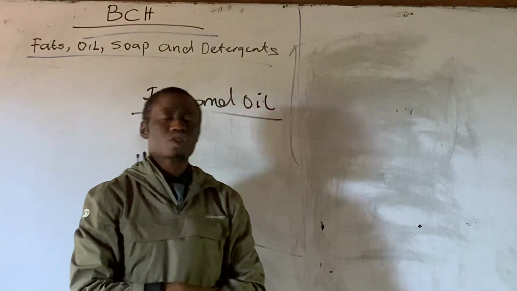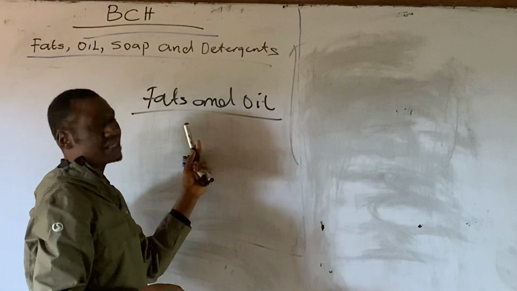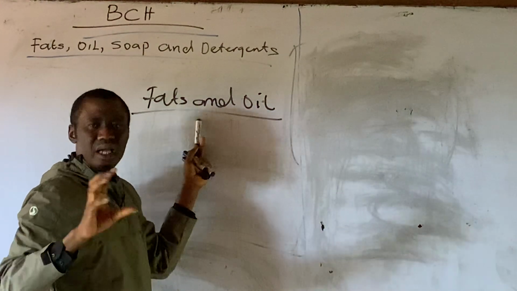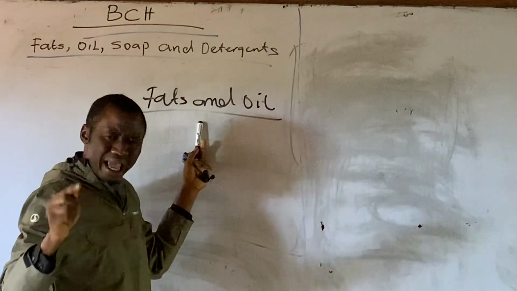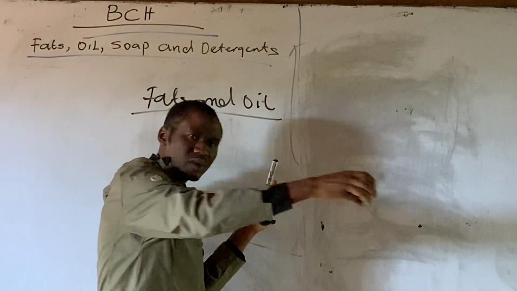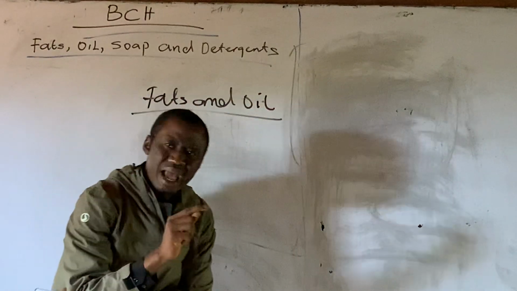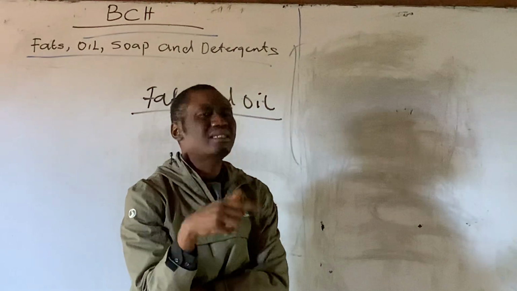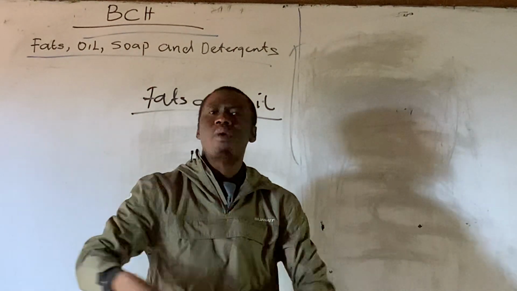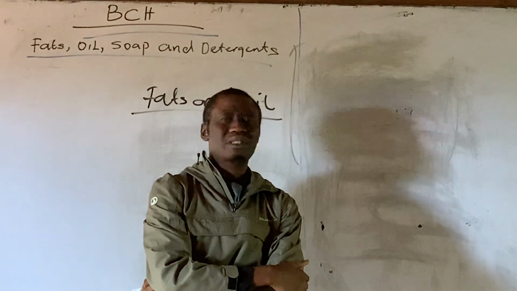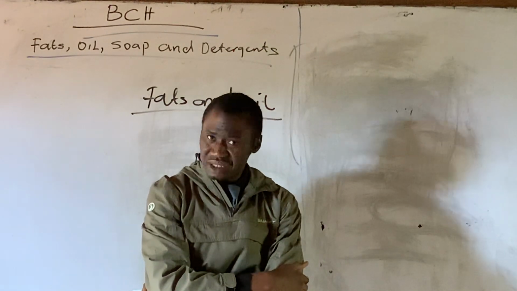Are you still there? So let's come back to what we have there, fat and oil. I've taken you to lipids, and you have seen what lipids is all about. Fat and oil again is a derivative gotten from where? Lipids. And lipids is a biologically active organic compound that is insoluble in water, but soluble in organic solvents. Are you still there now?